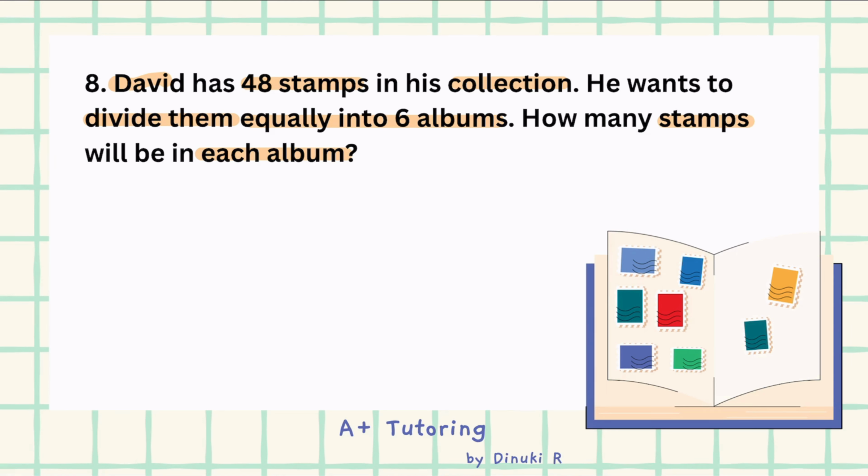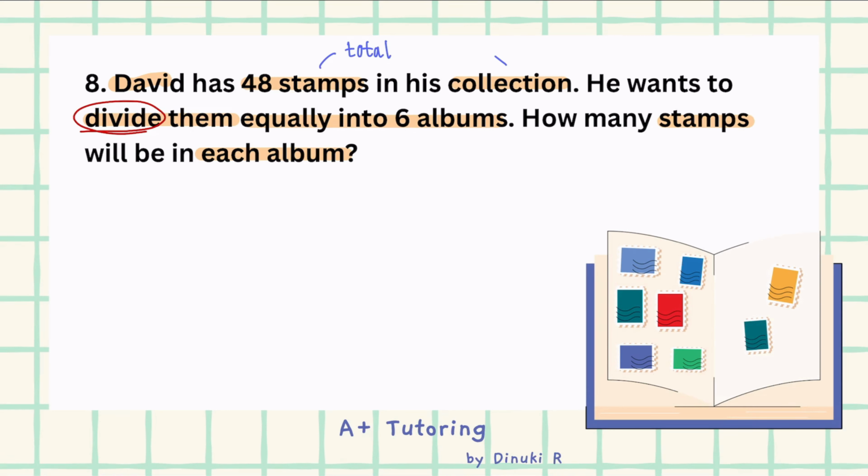Okay, now let's go through this. David has got 48 stamps in his collection. So this is the total, right? We've been told that the collection has 48 stamps. So off the bat, you should go, okay, total 48 stamps. Some really important words here are divide. So they've made it easier with the way they've worded this question, because they've given you the operation that you need straight off the bat.